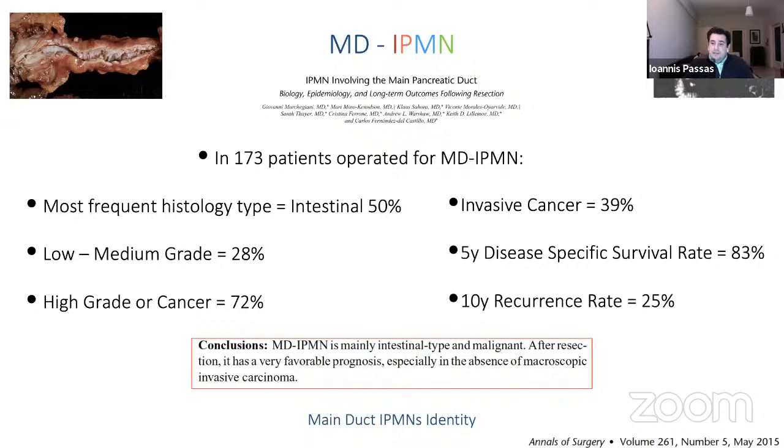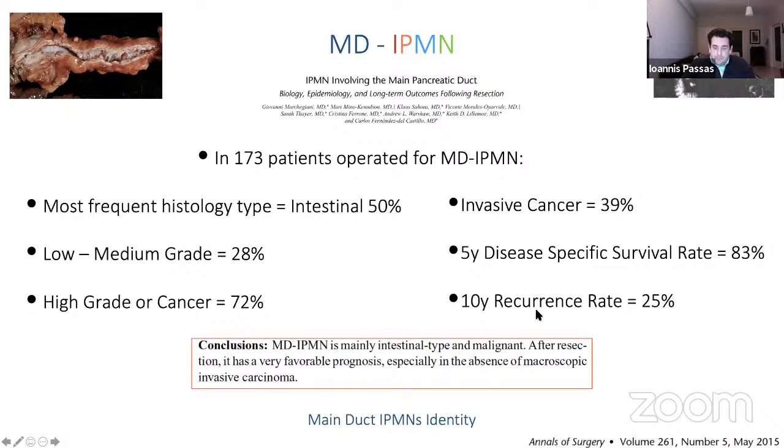So regarding the 5-year disease-specific survival rate for the main duct IPMNs, it can be up to 83%, and the recurrence rate in 10 years time can be up to a quarter. So this is quite high.